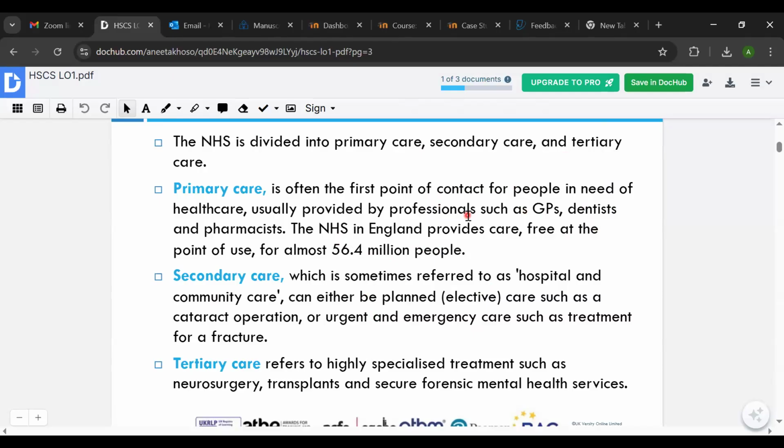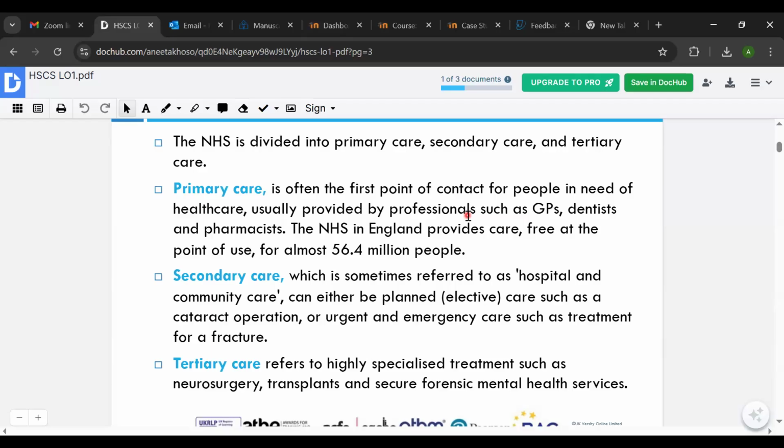The secondary care, which is sometimes referred to as hospital and community care, can either be planned, which is elective care, such as a cataract operation, or urgent and emergency care, such as treatment for a fracture.